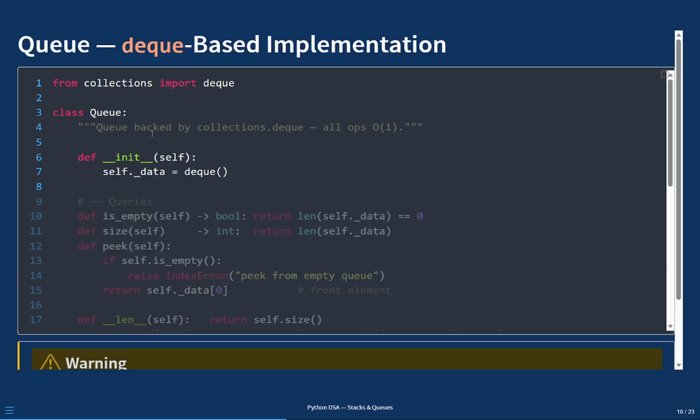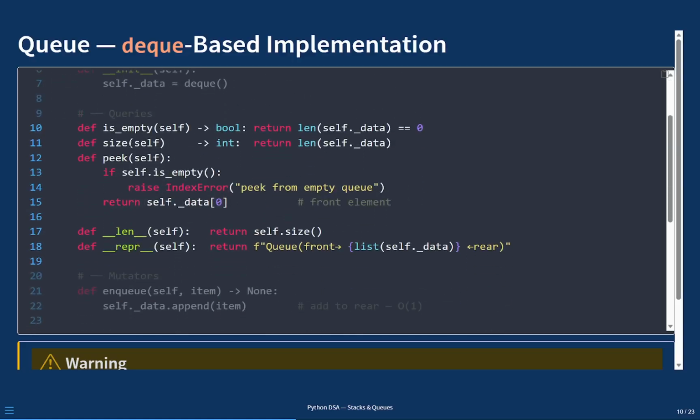The constructor initializes self._data equals deque. That's our backing store. Queries, is_empty, size, and peek, all follow the same pattern as the stack, but peek reads _data[0], the front element, not the end. __len__ and __repr__ round out the Python protocol support.